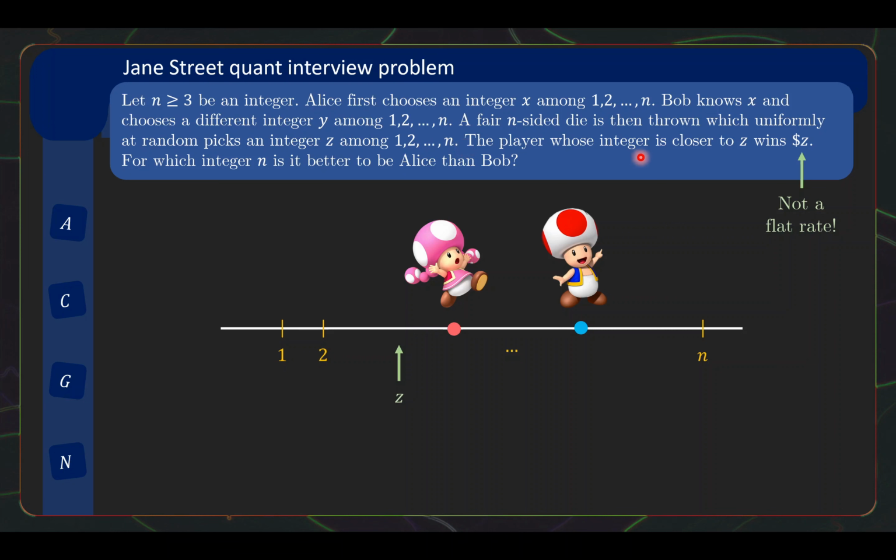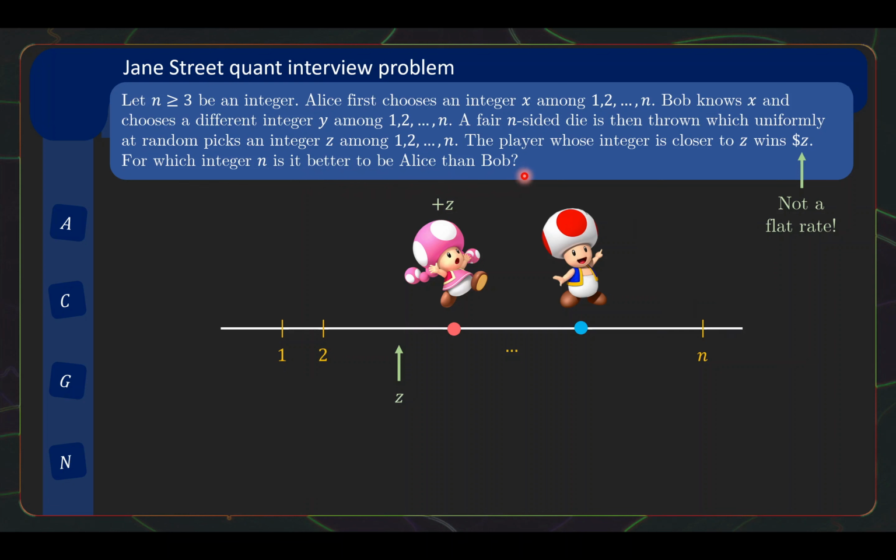The player whose integer is closer to z will win z dollars. So in this particular instance, the number z turns out to be closer to Alice's number, so Alice will win z dollars. Notice that the amount of money you win is actually equal to the value that the die lands on. It's not a flat rate, so if the die had landed on a larger number, you would have won a bigger amount of money. Now the question is, for which integer n is it better to be Alice than Bob?